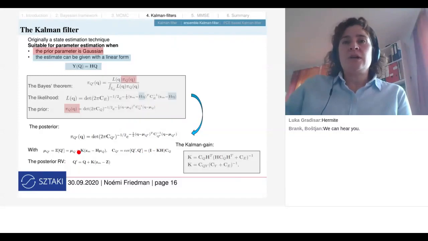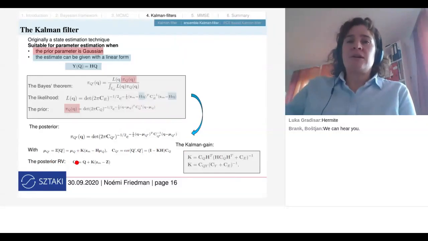And the mean value can be written also as an expression depending on this K, which is a matrix, which is called the Kalman gain. Okay. The posterior random variable can then be written as Q prime, which equals to Q plus the Kalman filter. And here I have the deviation from the measurement model to the actual measurement.